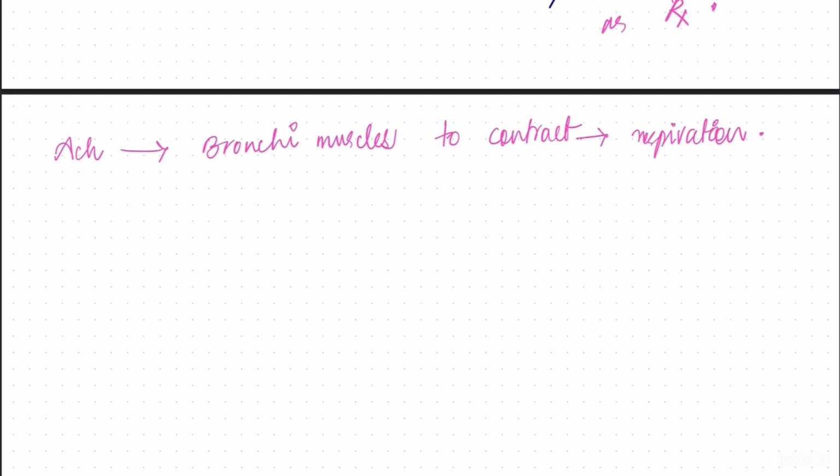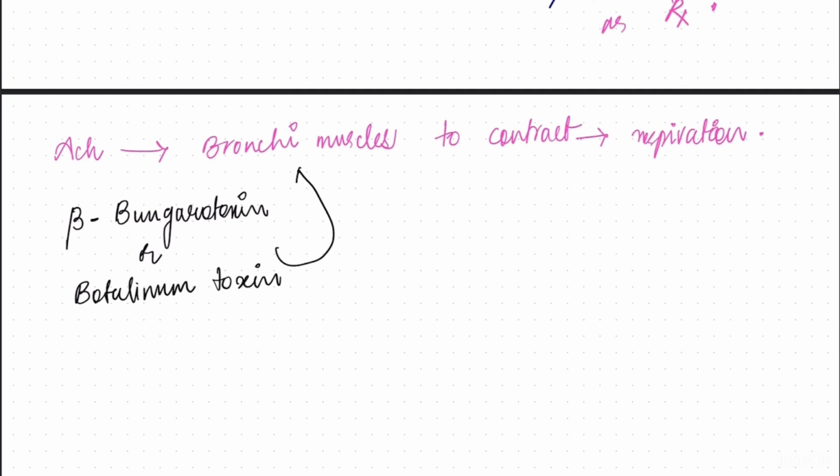When we give beta bungarotoxin, or if any person is infected by bungarotoxin or botulinum toxin, it directly inhibits release of acetylcholine. When release of acetylcholine is blocked, there is no action or stimulation on NM nicotinic receptors.